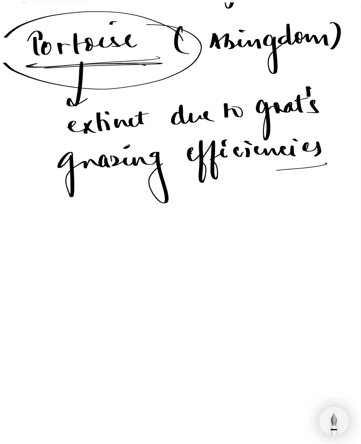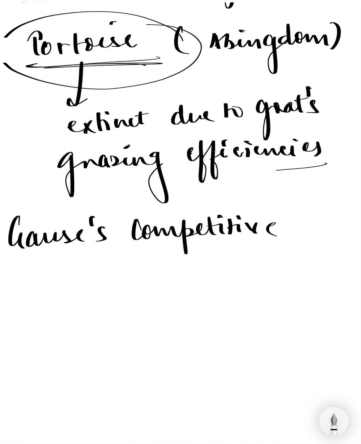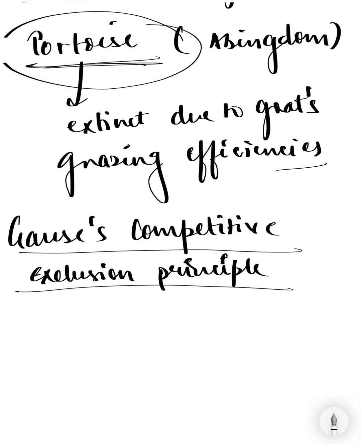Now, there is one principle which is called Gause's competitive exclusion principle. According to this principle, two closely related species cannot coexist. The inferior competitor, who is less efficient, will be eliminated from the ecosystem. The competitor who is not fit will be eliminated from the competition, and the other competitor whose efficiency is much more as compared to the other one will win the competition.